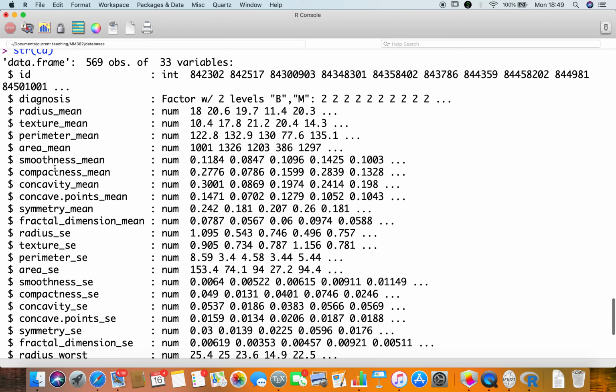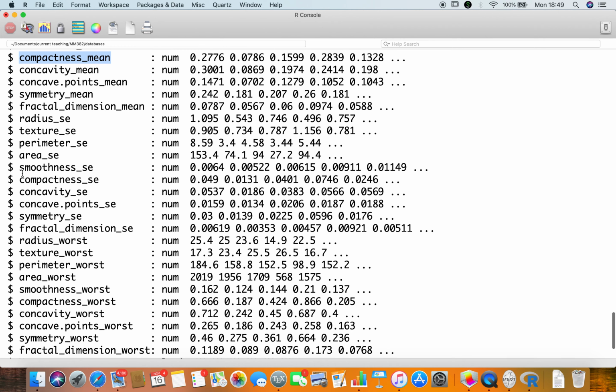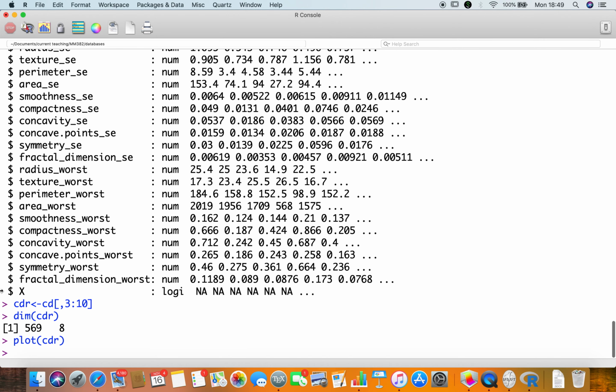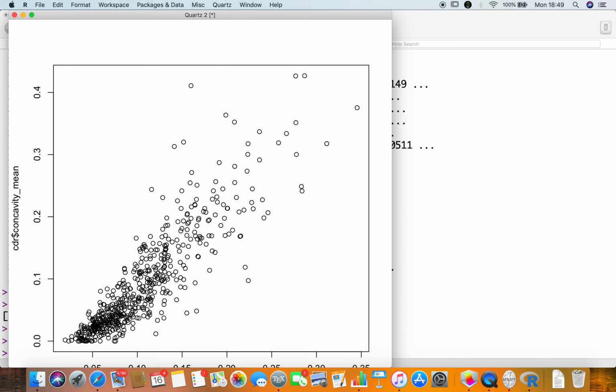It's too late. So I can look at the compactness mean. I can look at the concavity mean. I can plot them individually. So let me just do that, just for the laugh. And this is the relationship that you get. This is a blown up version of the thumbnail that you saw in the plot of the whole data set. And you will see that the data is very, very linear.